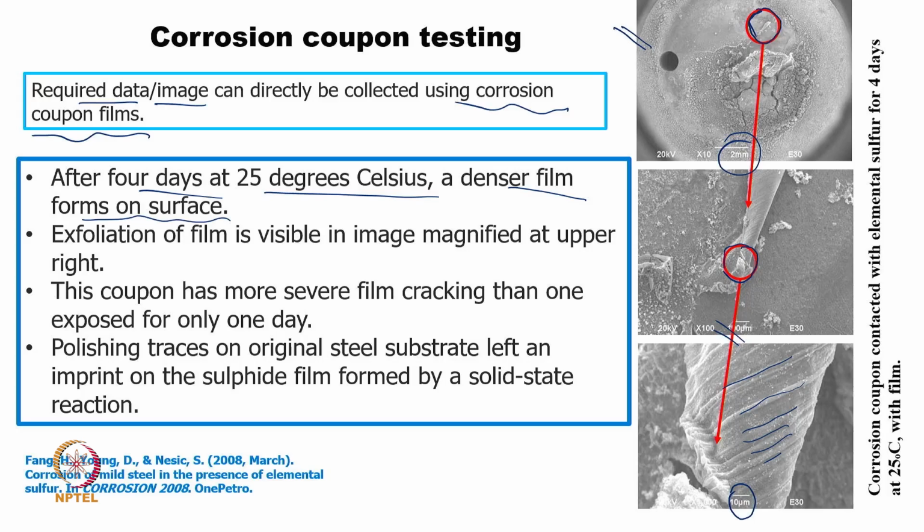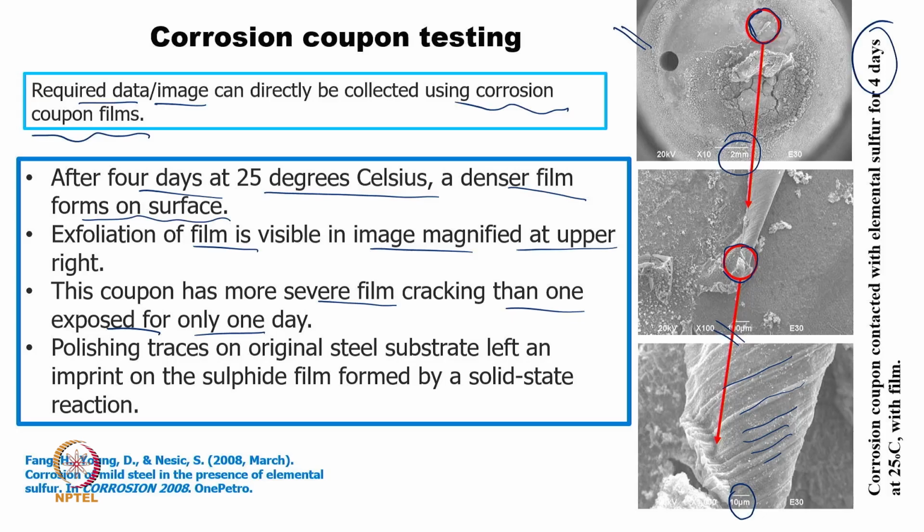It is coming on that the exfoliation of the film is visible, as we go ahead with a magnification like 2 mm, even we are able to see that visible, and then this coupon has a more severe cracking than exposed to 1 day. That means they compare, this is after 4 days, but they compare with the 1 day, and then the exposure after 1 day, what will happen, or maybe the material coupon, or maybe the surface which has been shown after 1 day. Actually, if compared to 1 day, this is a much more severe damage.